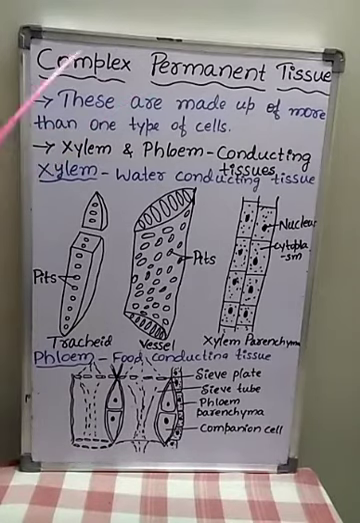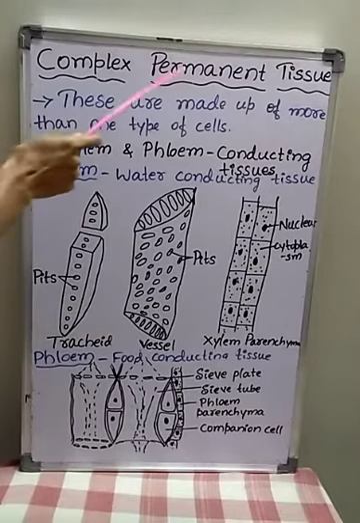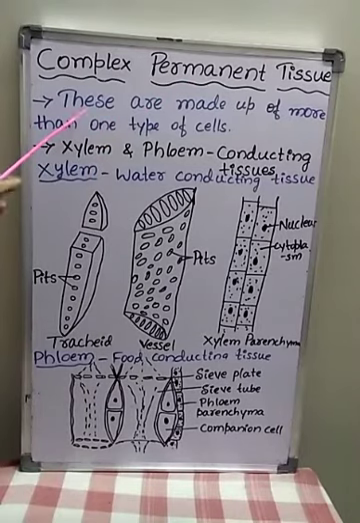Complex permanent tissues are another type of tissues which are made up of different types of cells, or more than one type of cells. The cells present in the complex permanent tissues are of different types. Their function is different, and their shape or structure is different.